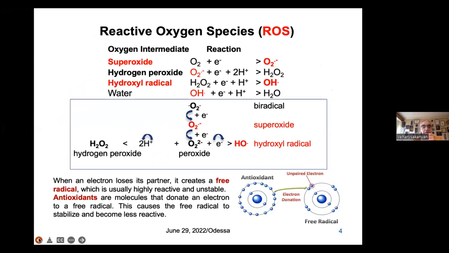Hydrogen peroxide, the stability of this molecule allows us to use it as an antibacterial agent. You can buy this agent in the pharmacy.